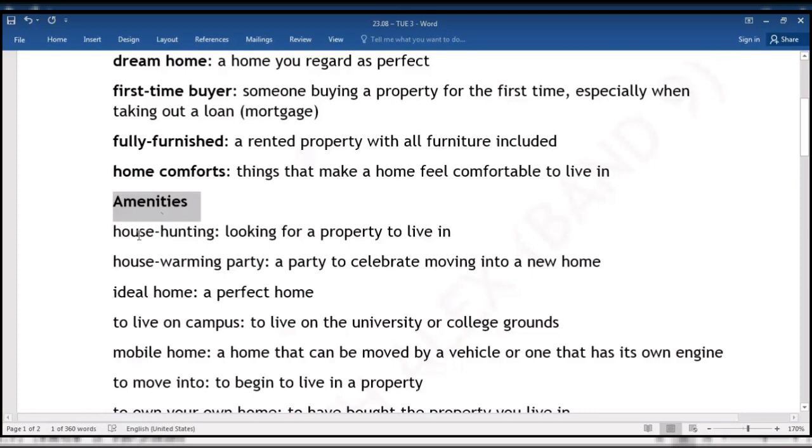Another thing that amenity can be used for is specifically in the house. You can talk about Wi-Fi or having running water. Those are technically amenities. Yeah, so it's comfortable things.